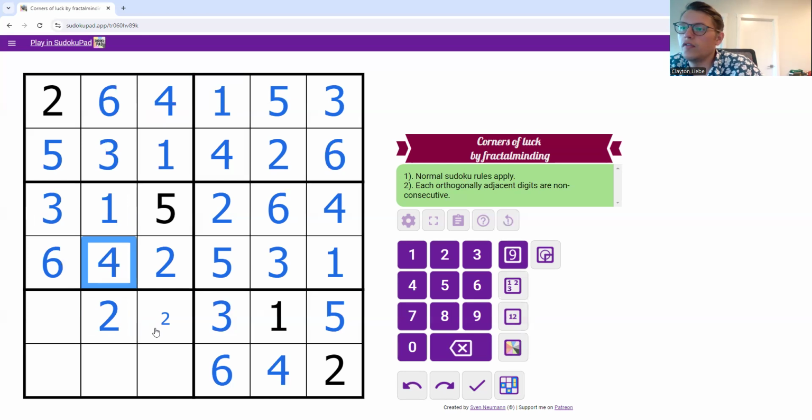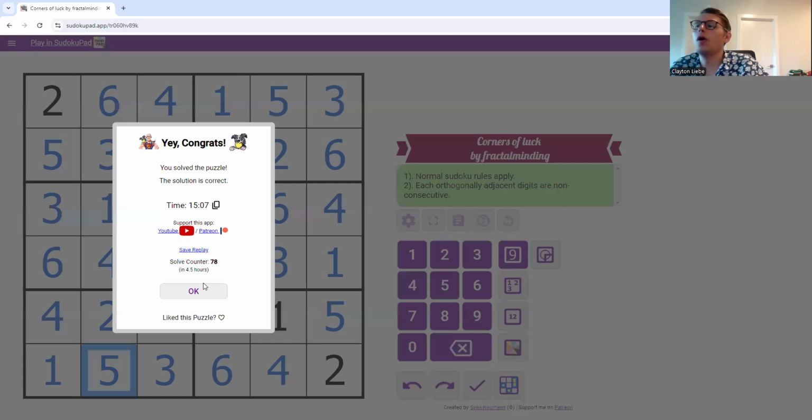So this is 4. So what do we need? We need a 4 and a 6. So this is a 6. This is 4. Down here, we're going to need a 1. We're going to need a 3. We're going to need a 5. What a fun puzzle. Wow.